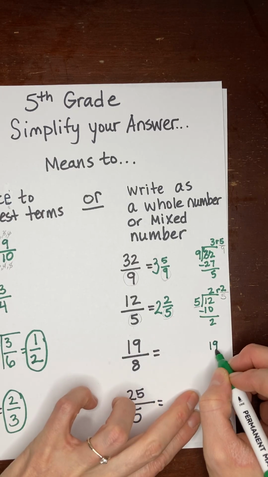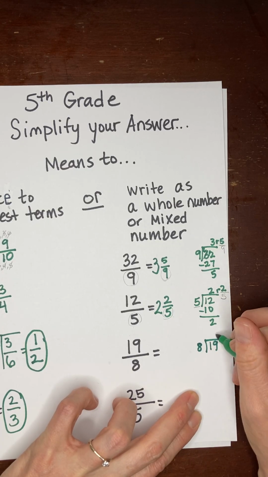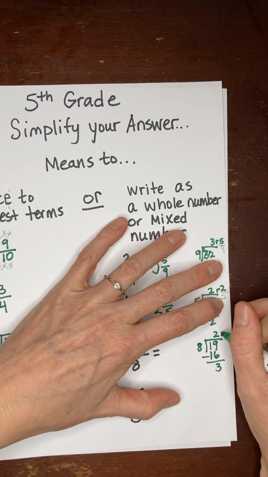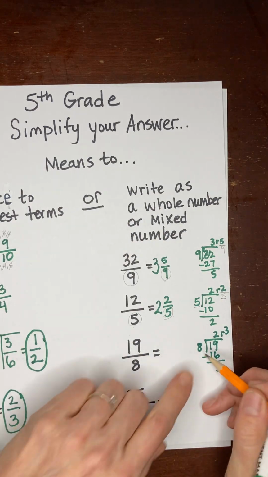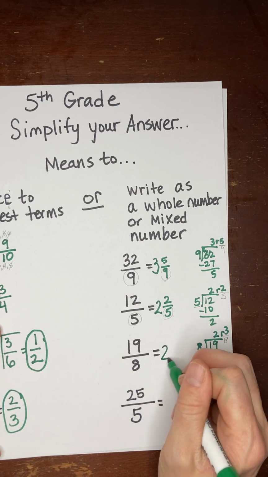Okay, let's do 19 divided by 8. 8 goes into 19 twice. That's 16 with 3 left over. So remainder 3. Right, let's take our divisor and put it at the bottom there. So we have 2 3/8.